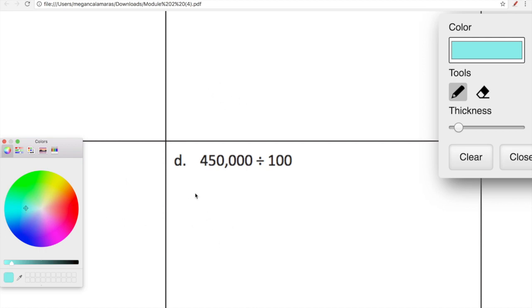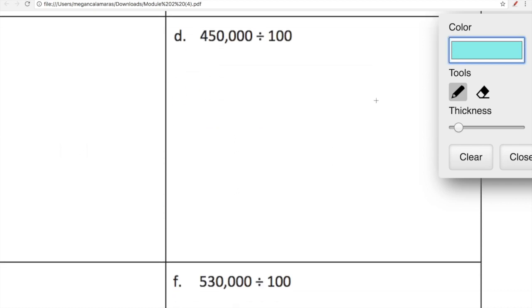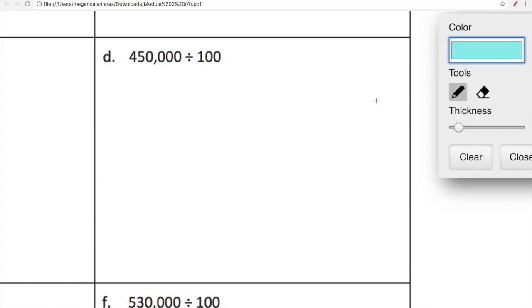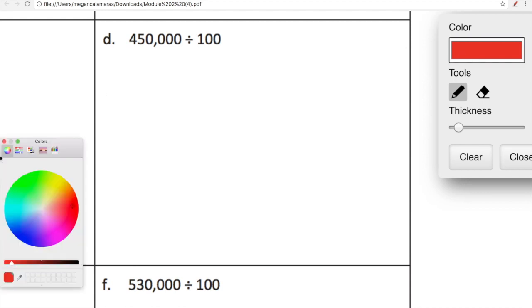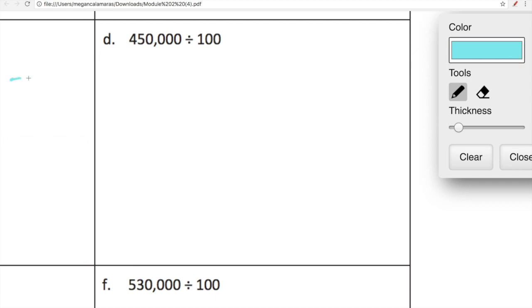Okay, so let's look at 450,000 divided by 100. Let's do our quick, oh darn, where did my pen go? Okay, is that what you guys are trying to tell me? You can't close that if you still want your pen, but I can close this. Okay, 450,000 divided by 100. Let's sketch out a very quick place value chart.